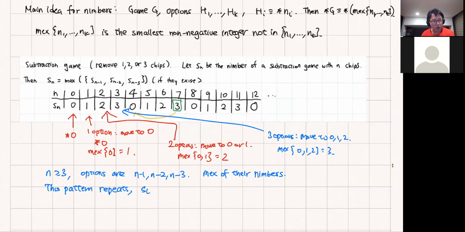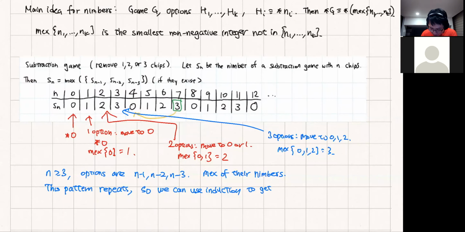That's why we can use induction. This does feel like an induction, because this is a recursive thing. You are looking at the previous 3 terms, taking the max of those, so this repeats every 4 terms. So you can use induction to get the pattern down.